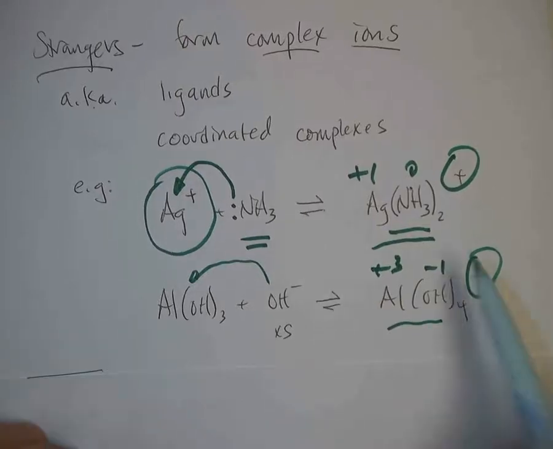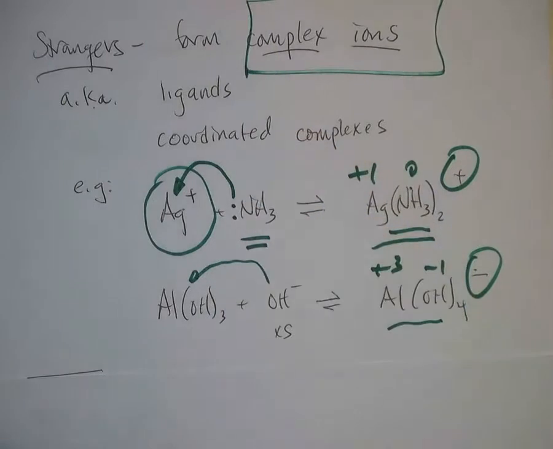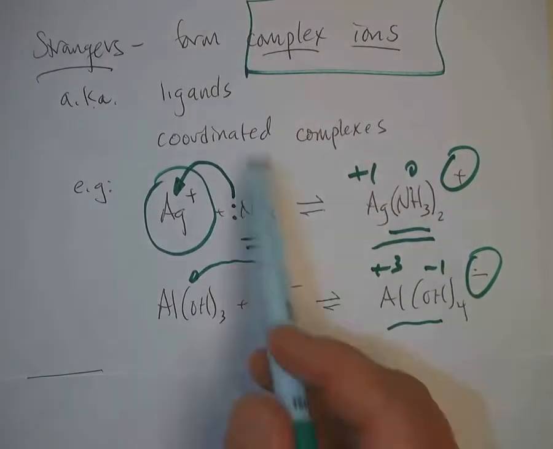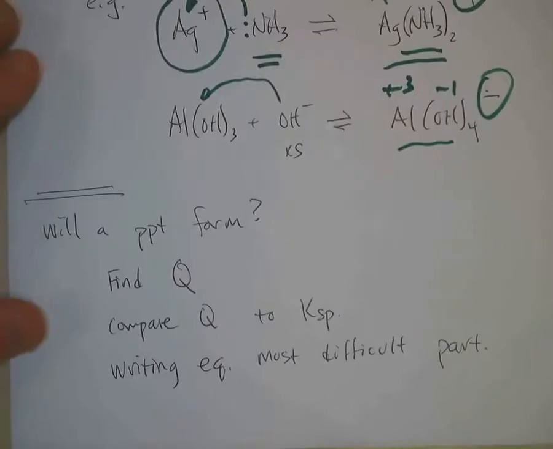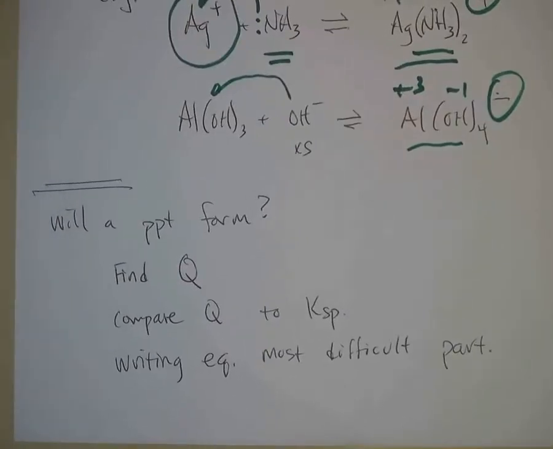Okay? These complex ions are unusual, but you should know that they exist, and you should know the strange names that they give to them. Lastly, questions about will a precipitate form? When you pour two things together, will it precipitate, form, or not?